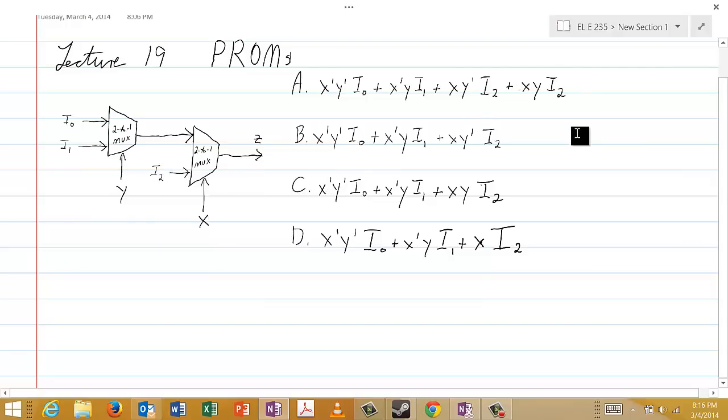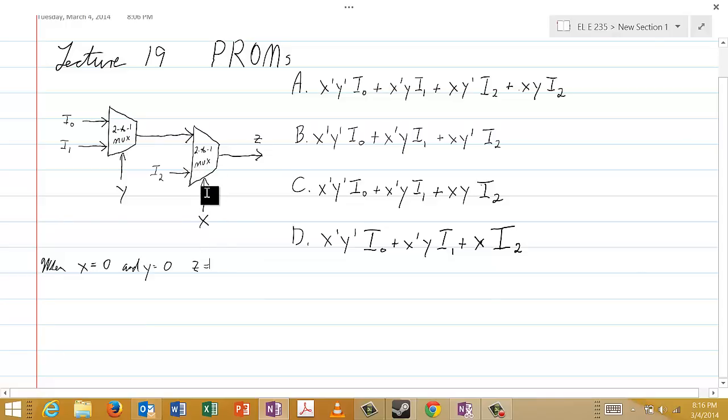Since a number of people had a question about this, I thought I would go ahead and go over this question. The way that I would proceed is as follows, and it's actually pretty simple, I believe. I would first start with the following observations. When X equals 0 and Y equals 0, what would the output be in that case?